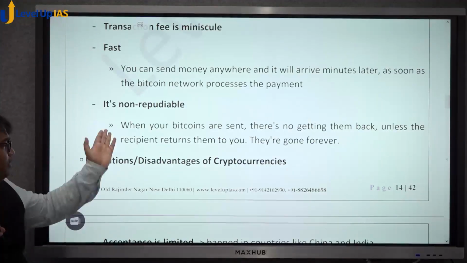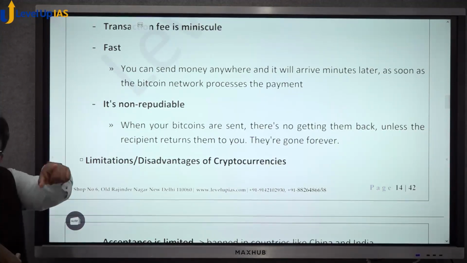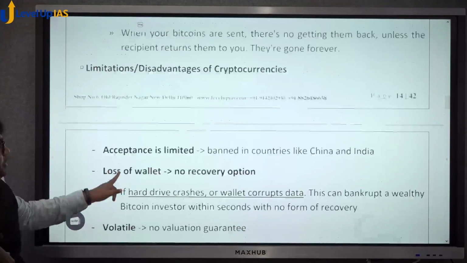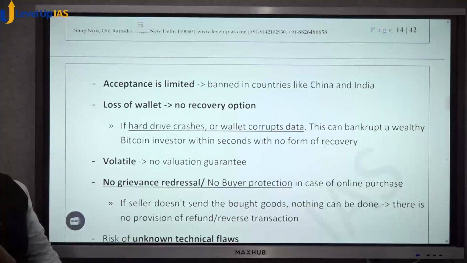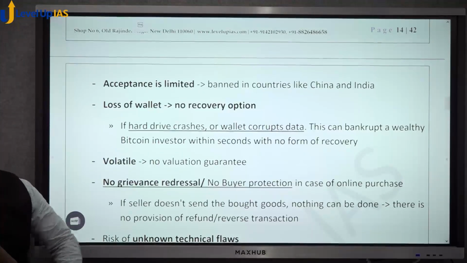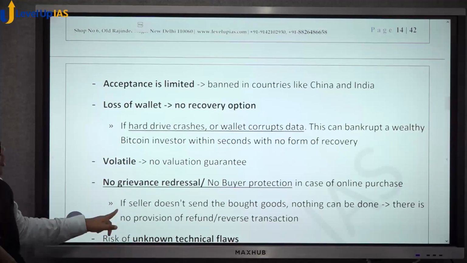अच्छा, it should be one of the limitations: non-repudiable, in the sense that once you have transferred Bitcoin to someone, you cannot claim it back unless the other person wants to transfer it back. You cannot claim it back. So this should have been a limitation, but there are some challenges, some limitations also of Bitcoin. One is its acceptance is limited right now. With countries like China and India banning it, this acceptance is further on the lower side.